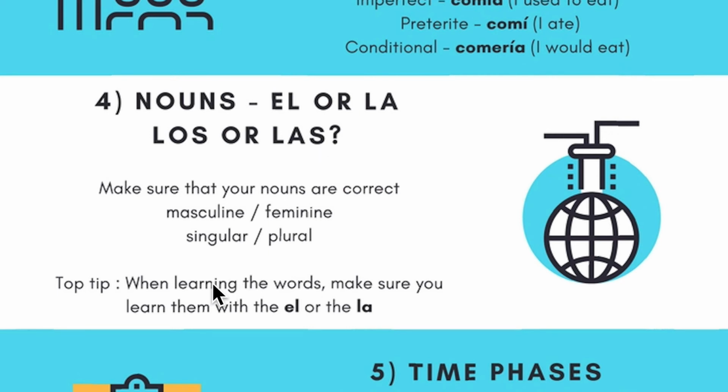And here's a top tip. When you're learning words, if you're using Quizlet or Vocab Express, make sure you learn the words with el or la. That makes life a lot easier if you do. So, nouns el or la, los or las. Make sure you know masculine, singular, feminine, singular and plural. So there you have it.